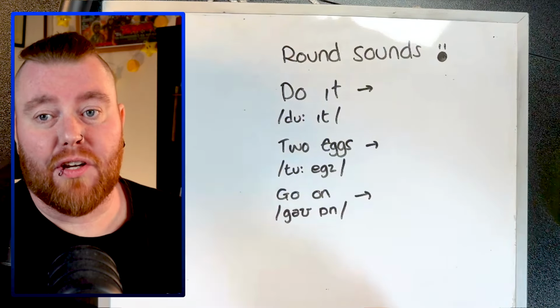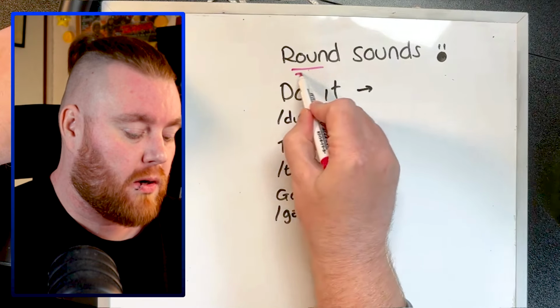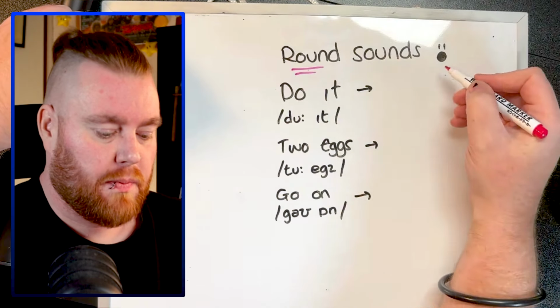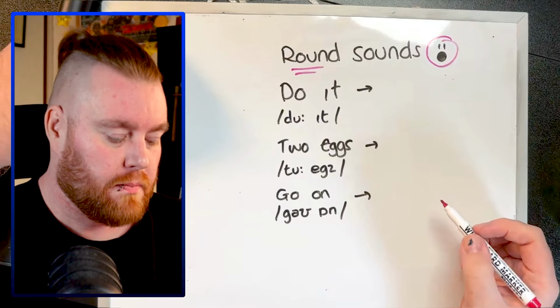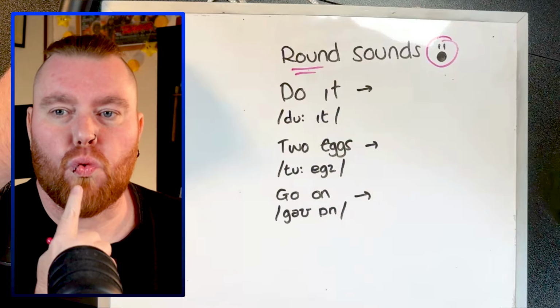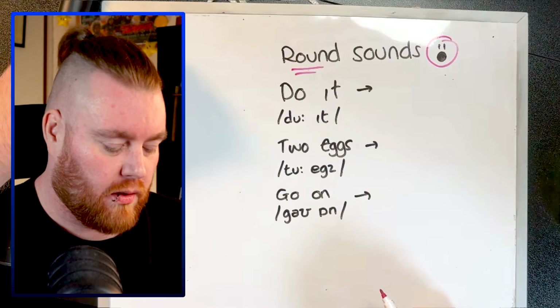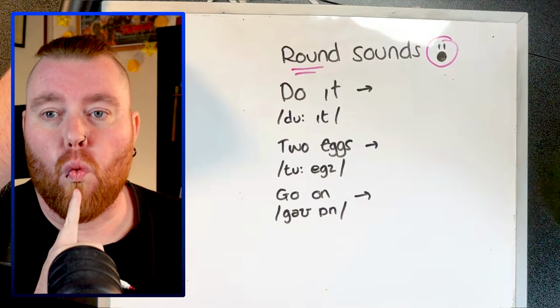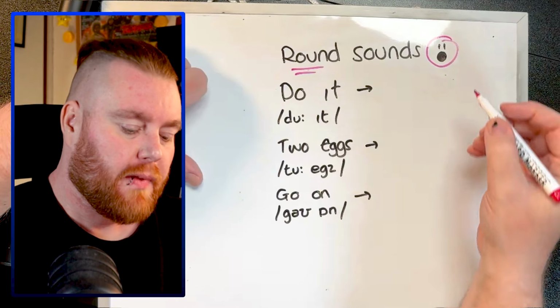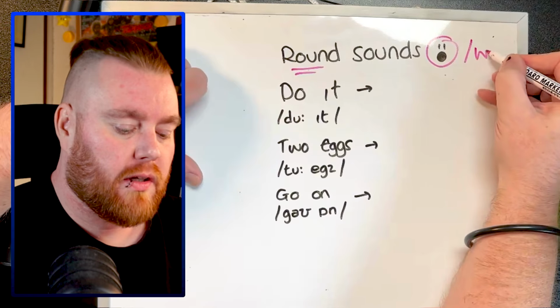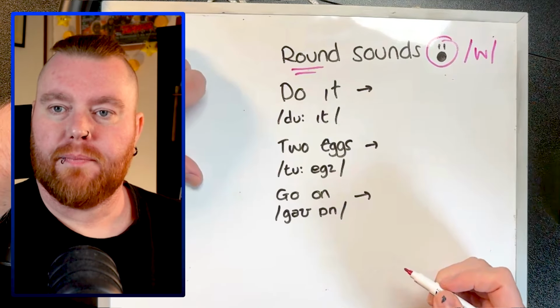Okay, so now we're going to be looking at something called round sounds. And that's because you have a nice round mouth to make these sounds. Like ooh, very round mouth. Or go, oh, very round mouth. So we're calling these round sounds, okay? And when you get round sounds, we're going to add w.